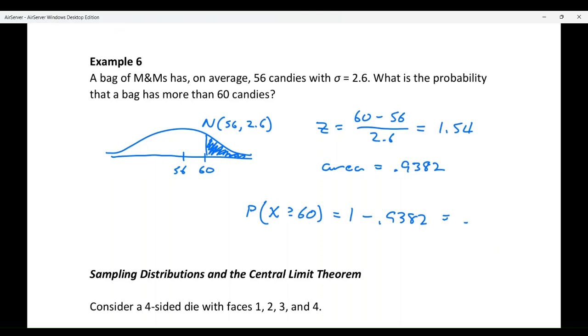or 0.06818. So there's about a 6.18% probability that if I just randomly draw a bag of M&Ms, it would have 60 or more, that it would have more than 60 candies in it.